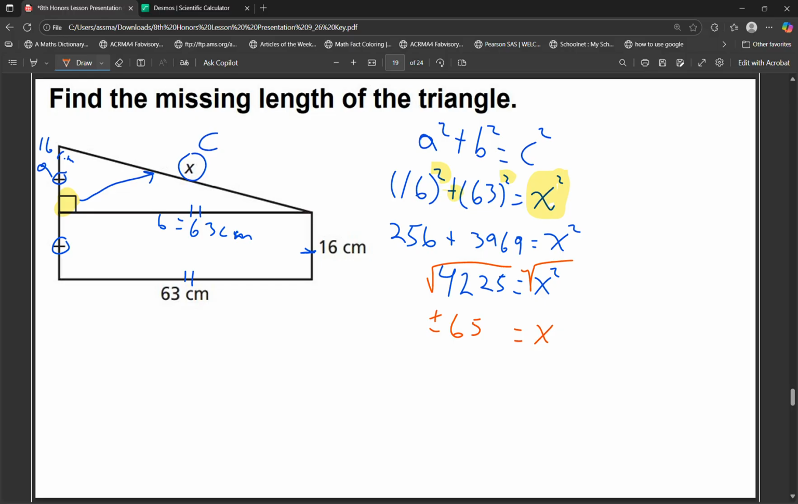Okay, and again, because of the context, notice again, they're measuring distance. I'm only going to accept the positive answer, so I get 65 centimeters.